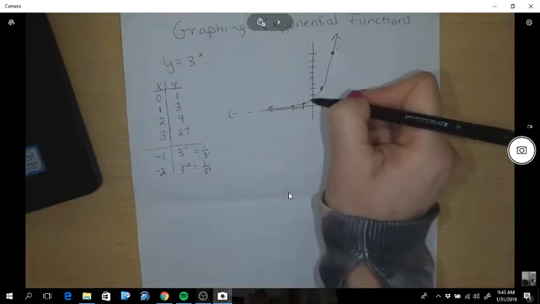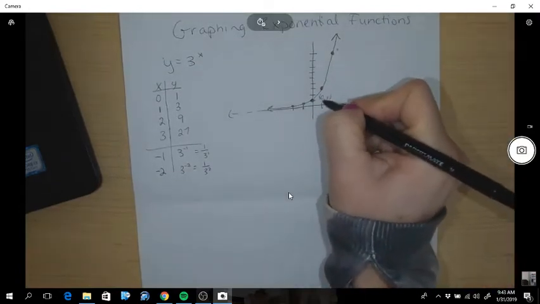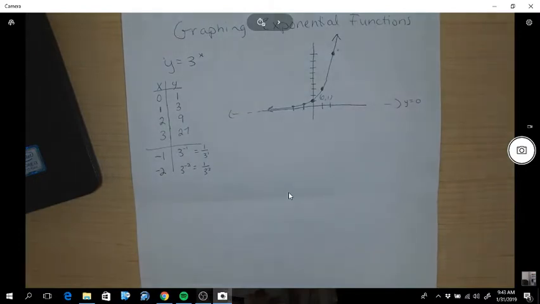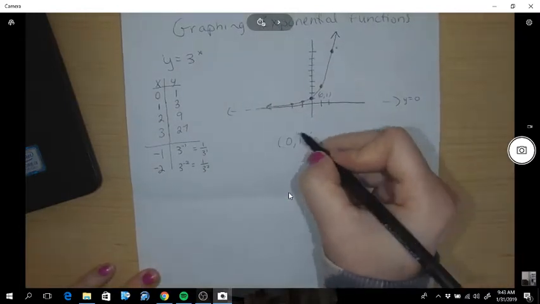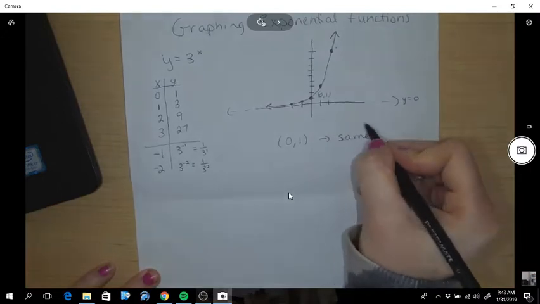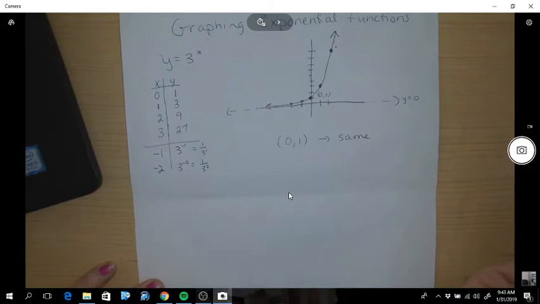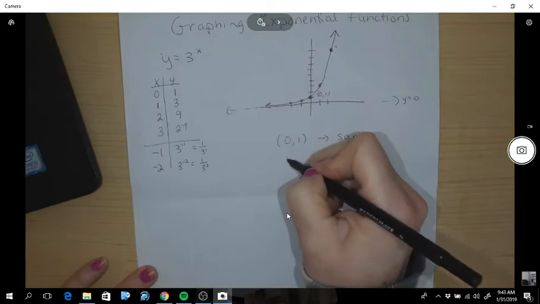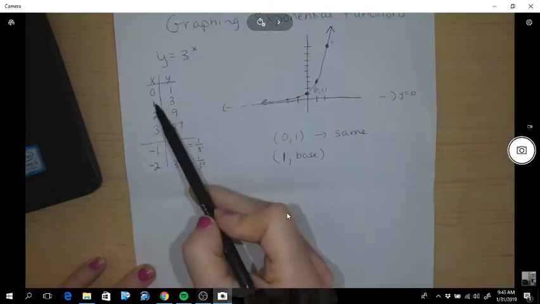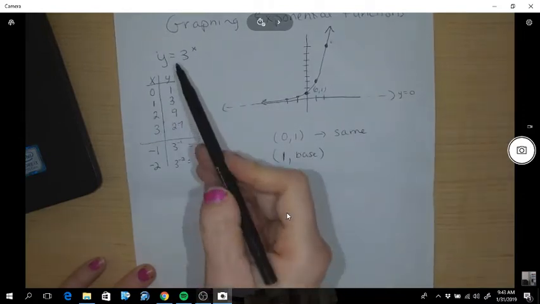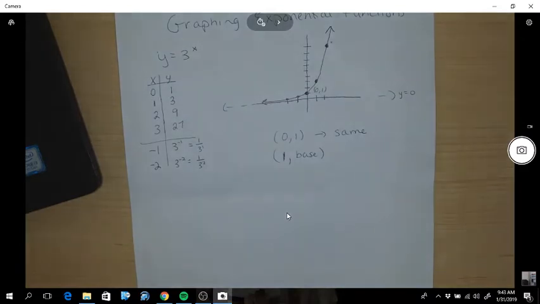Okay, this point (0, 1), okay, that is an important point because you're always going to have that point. Okay, (0, 1). Because any number to the power of 0 is 1. So you're always going to have that point. And then you're always going to have the point (1, comma, the base). So when x is 1, your y value is going to be whatever the base number is. Okay, so those are important points to think about when you're doing these.